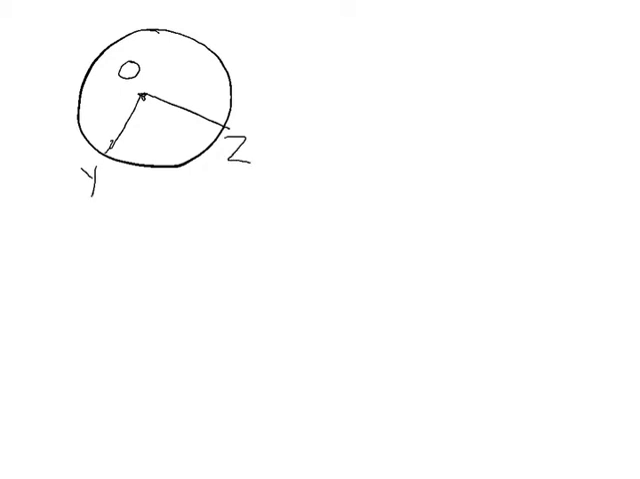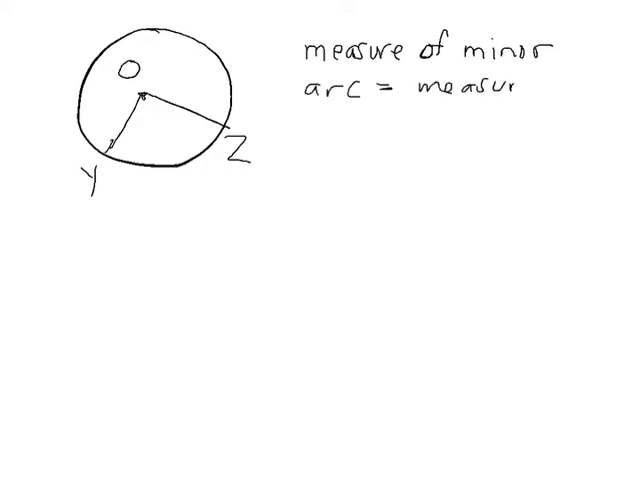Alright, now we need to talk about the measure of an arc. So again, let's draw this circle. Let's call it circle O. And again, let's have this minor arc YZ. We say that the measure of a minor arc is the measure of its central angle. So the measure of a minor arc is equal to the measure of its central angle.